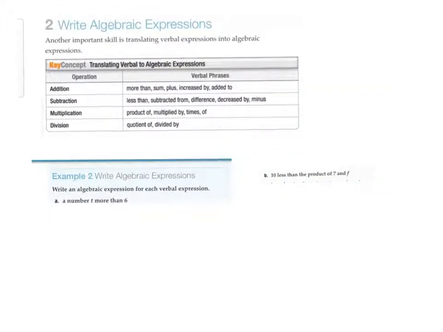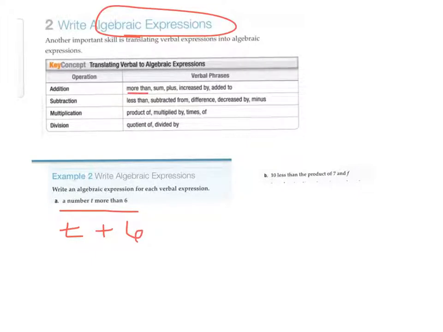Now in this section, we're going to do the opposite. We're going to write from words into math. So we're going to look at this first one, a number t more than 6. So a number t, so I'm going to go t, more means plus, and I'm going to add 6 to that. So if you look up here, we have more than, and that's where you get the plus. So you need to know these words and what math they represent. These are the math, here's the words.